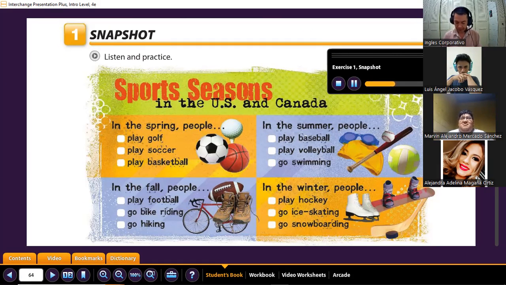In the spring, people play golf, play soccer, and play basketball. In the summer, people play baseball, play volleyball, and go swimming. In the fall, people play football, go bike riding, and go hiking. In the winter, people play hockey, go ice skating, and go snowboarding.